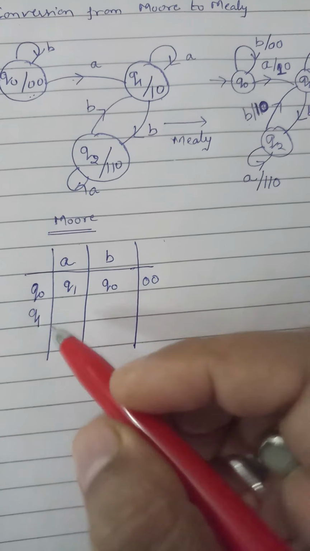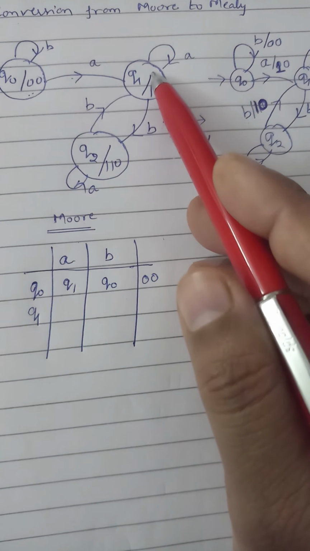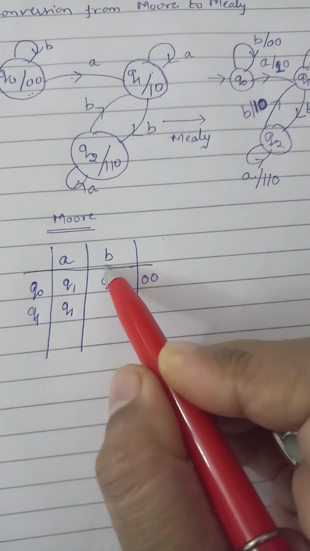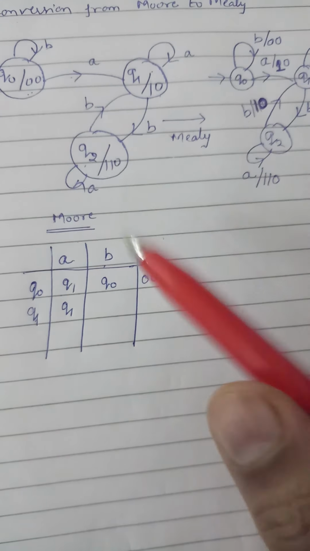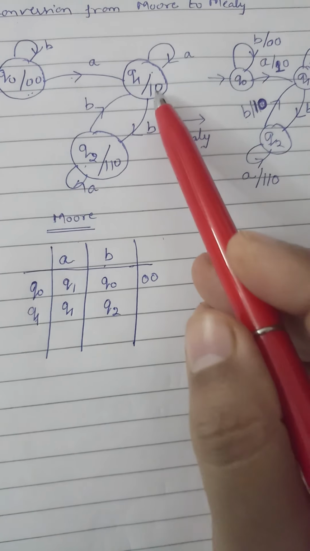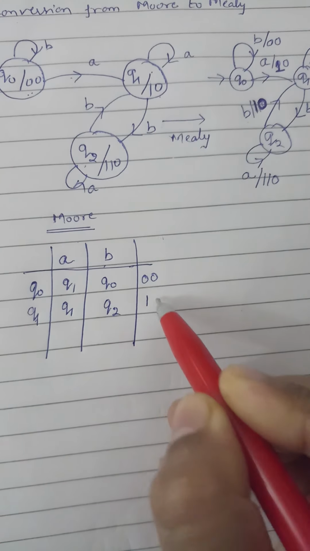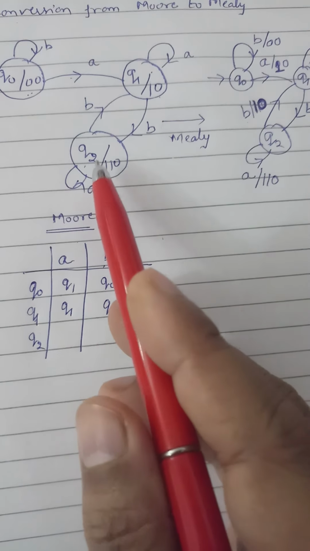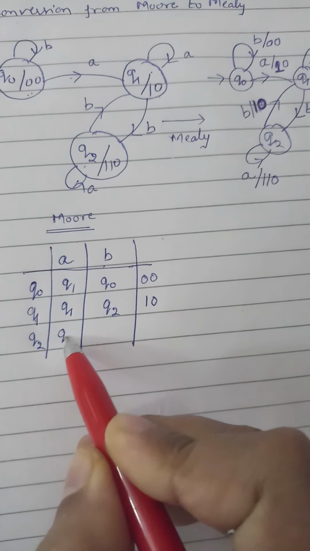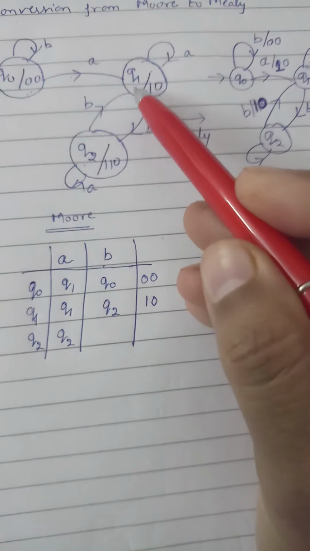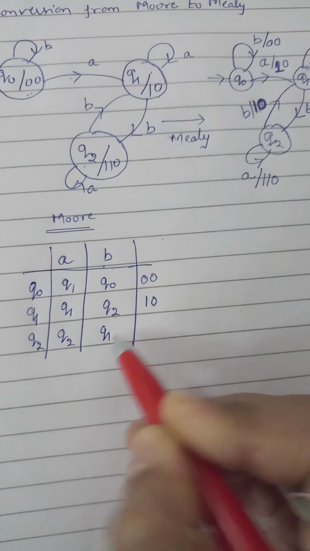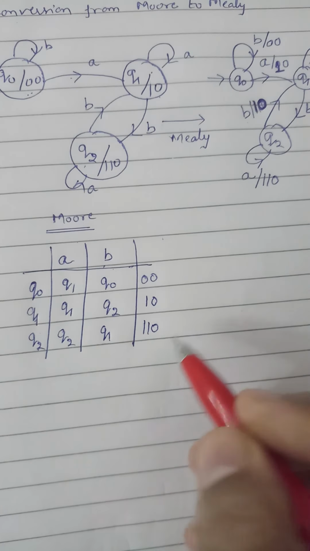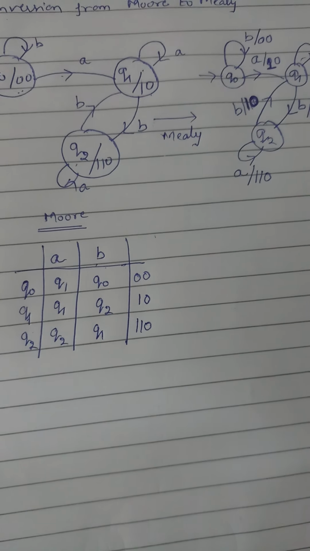Now Q1 on A moves to Q1 only, so we write here Q1. Q1 on B moves to Q2, so we write here Q2. What is the output on Q1 in the Moore machine? We have 10, so we write here 10. Now the Q2 state. Q2 on A moves to Q2 only, so we write here Q2. Q2 on B moves to Q1, so we write here Q1. And the output in Q2 in the Moore machine is 110, so we write here 110. This is the transition table for the Moore machine.